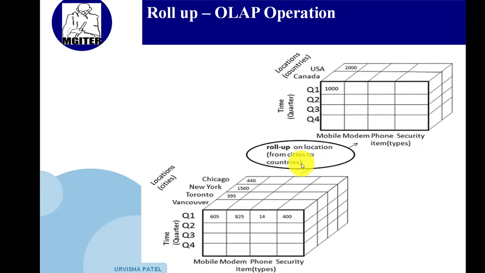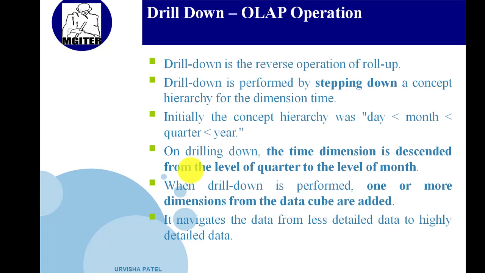In roll-up operation, we can perform either by climbing up a concept hierarchy. Everyone knows about concept hierarchy, right? And you can say by reduction of the dimension. This is roll-up operation. Next is drill down operation. Drill down operation is totally reverse operation of roll-up. Drill down is performed by stepping down the concept hierarchy.